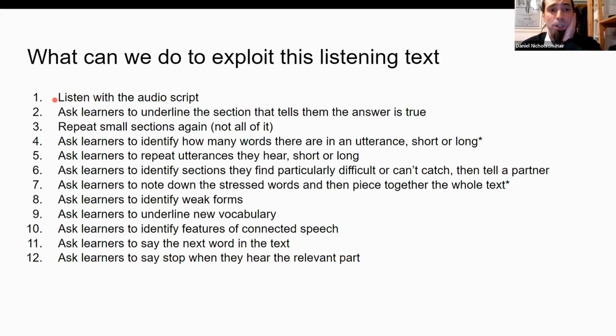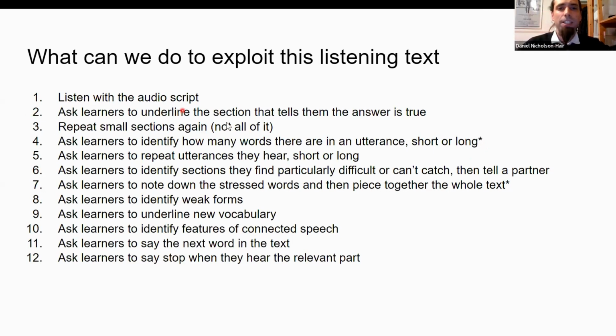This is a simple one, and really, it is, in my opinion, invaluable. I read somewhere, I can't remember where, which is not very helpful, that if you don't listen with the audio script, you're really missing out on a lot of language and a lot of opportunities for the learners. So that one is quite simple. The asterisks here and here mean that you can't do it with the audio script. The other ideas I have, you can do with the audio script.